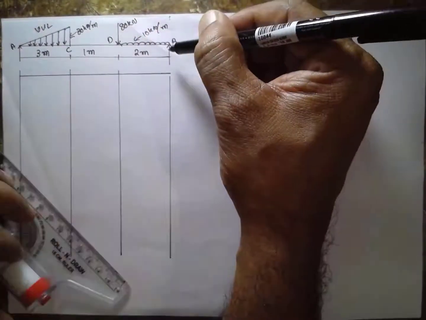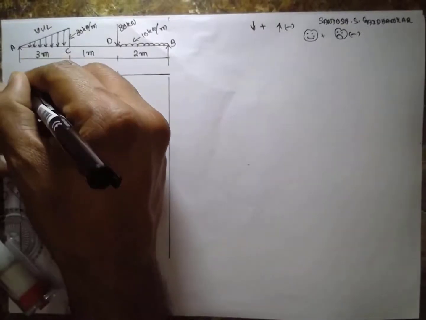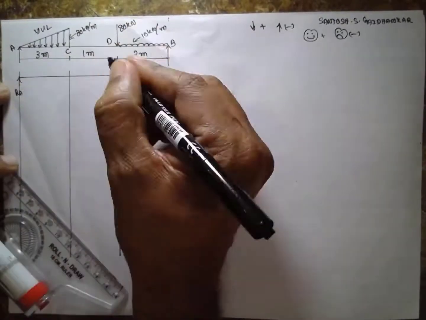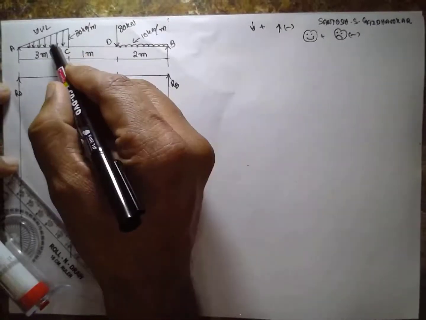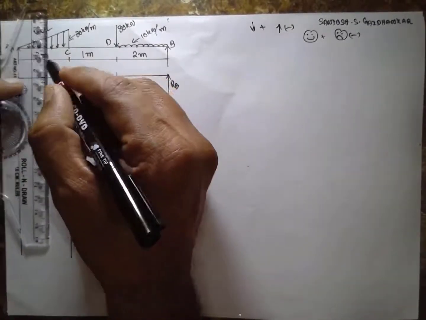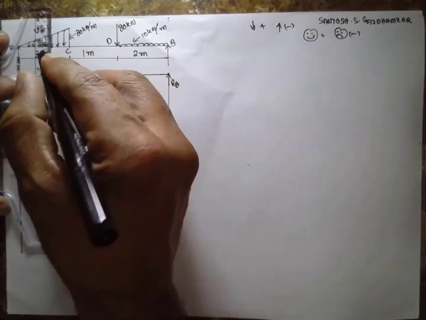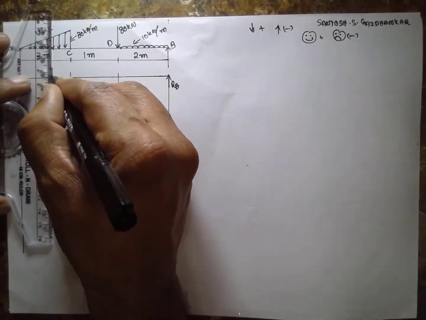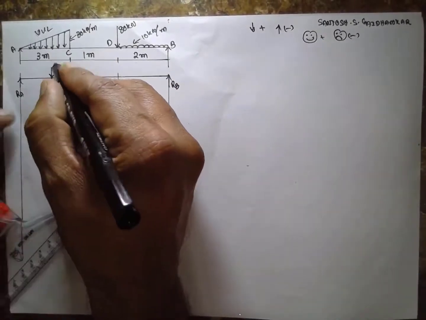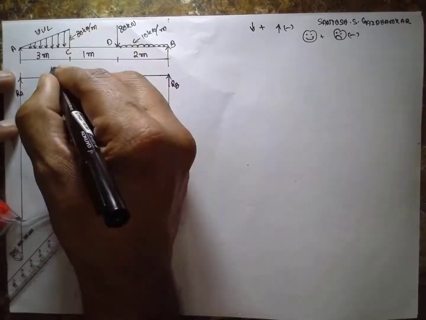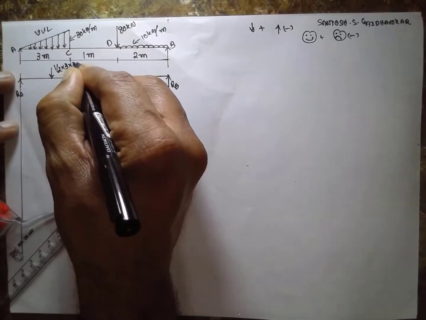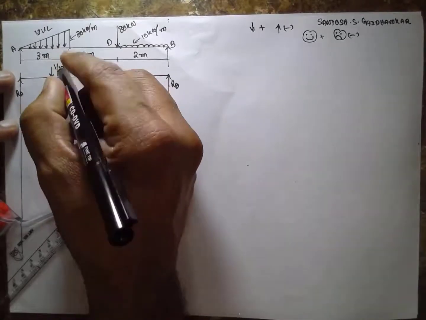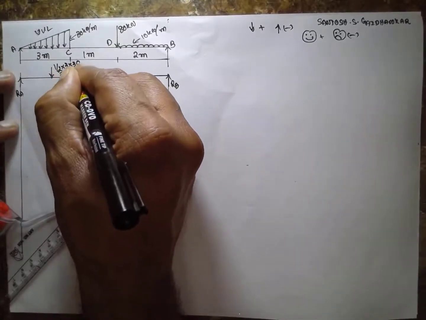There is a reaction here, RA and RB, you have to find out. This is RA, this is RB. Now it is UVL, therefore from the base you have to move 1/3. Now how to find out the intensity? 1/2 into base into height. We will get the intensity, that is 45 kilonewton.